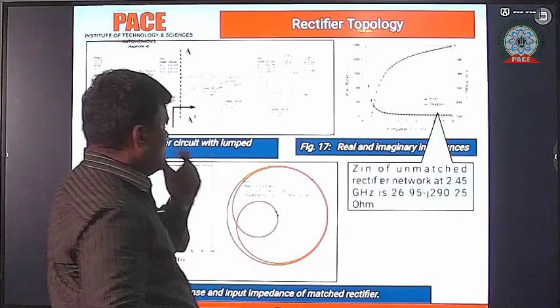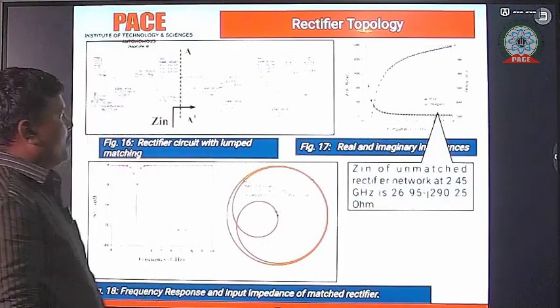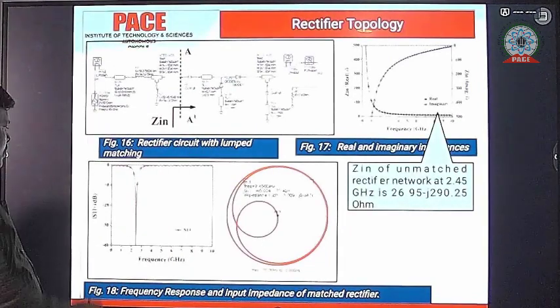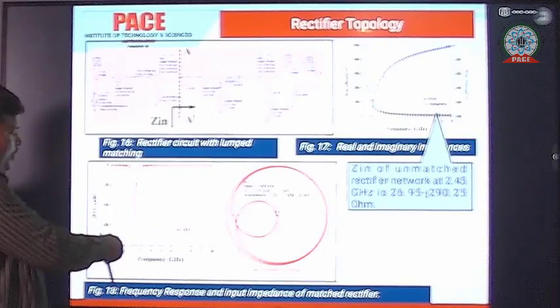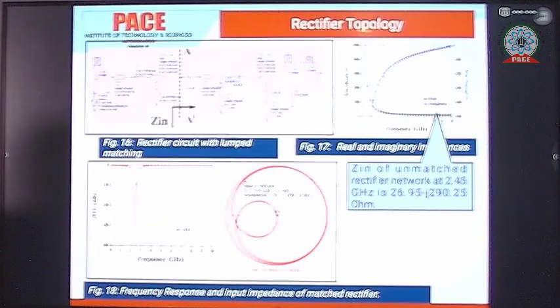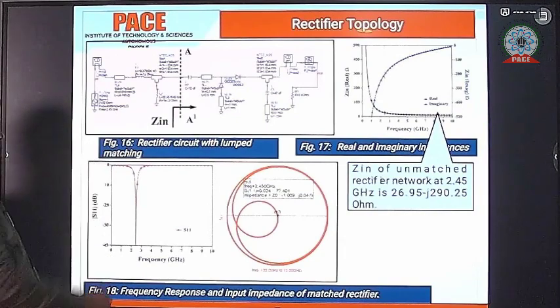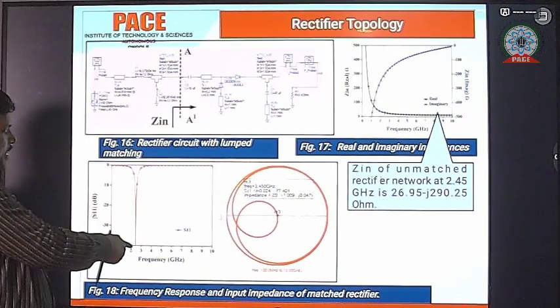This is the frequency response of this rectifier circuit. This is the Bluetooth application, and it exactly matches 2.45 gigahertz, where the impedance is 50 ohm. So this is the lumped matching rectifier circuit.